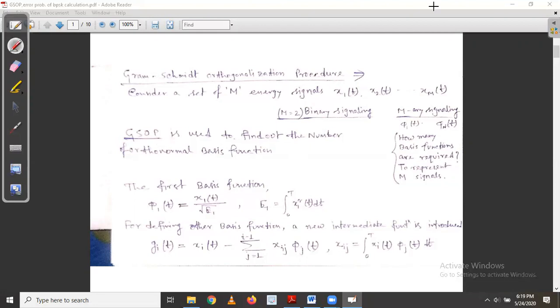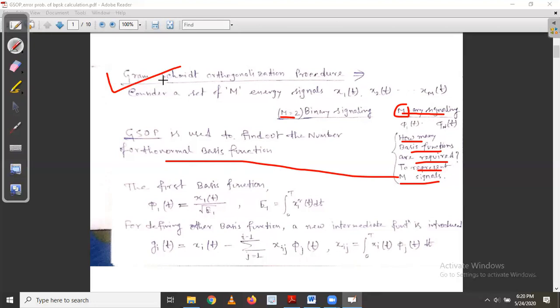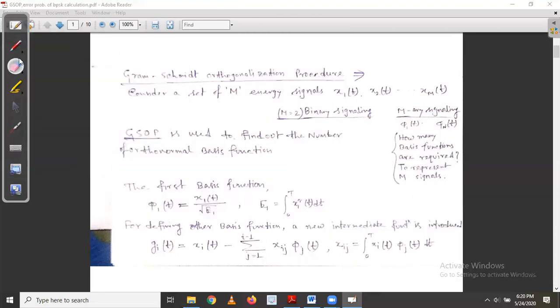For the example that I have set here, we know that binary signaling means two message points, and M-ary signaling means M number of message points. And phi 1(t), phi 2(t), phi 3(t), like this, phi N(t). So how many basis functions are required to represent N signals? To do that, we have to use GSOP, the Gram-Schmidt Orthogonalization Procedure. Now, what is the procedure? How to calculate all these things?